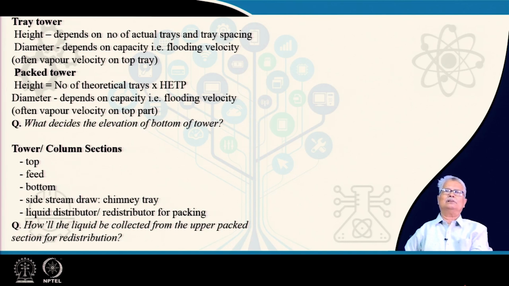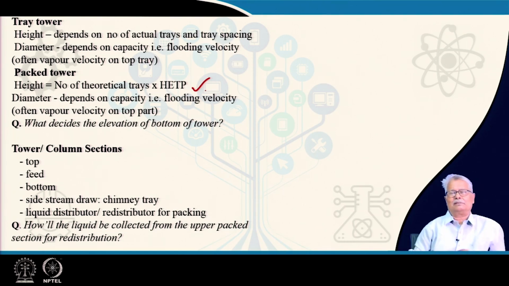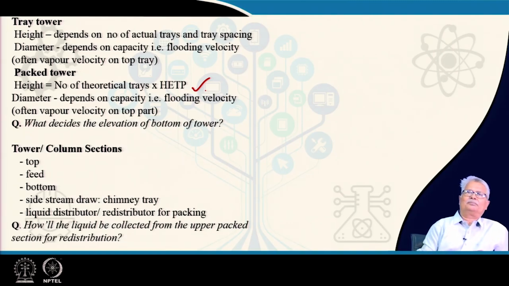In case of a packed tower, the height is given by the number of theoretical trays multiplied by HETP plus some extra in the feed zone, some extra in the bottom, some extra in the top, and wherever you have redistributors. This we have not mentioned in this particular expression, but it is obvious. Here again the diameter depends on the capacity, that is the flooding velocity of the packing. Often in this case also the flooding velocity is limiting at the top section.